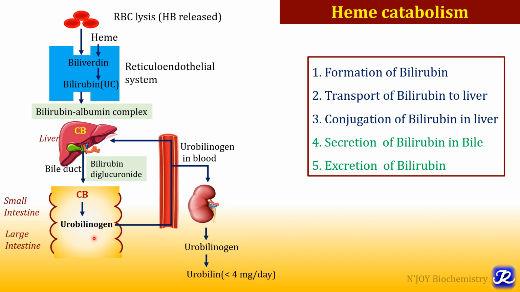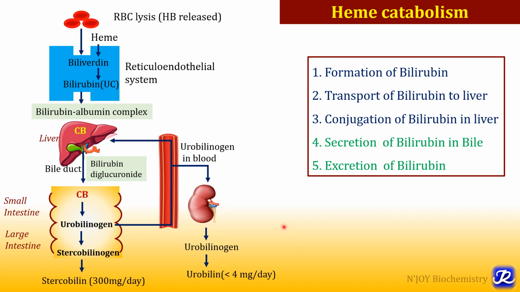Now what happens to about 80 to 90% of urobilinogen? That is converted into stercobilinogen. So stercobilinogen is excreted in the feces and it is also a colorless compound, but on oxidation it becomes stercobilin. So 300 mg per day of stercobilin is excreted in the feces.